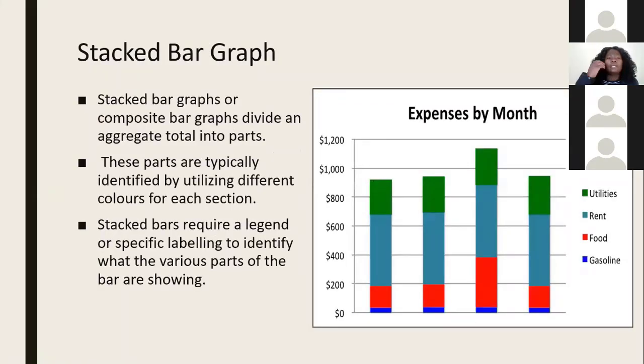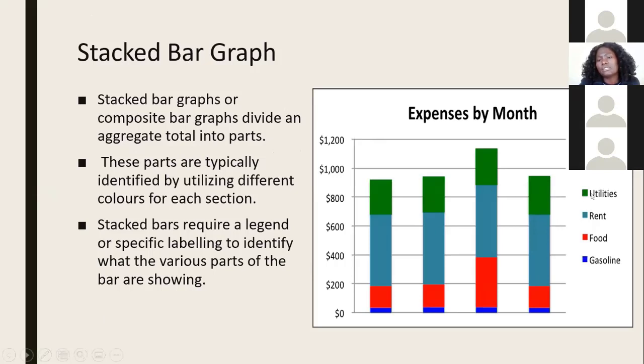Okay, then besides the simple bar graph, we also have what is called the stacked bar graph. We shall do this also in Excel. It's also called a composite bar graph. It divides an aggregate into total parts. So you can also use this kind of graph when you are presenting data.